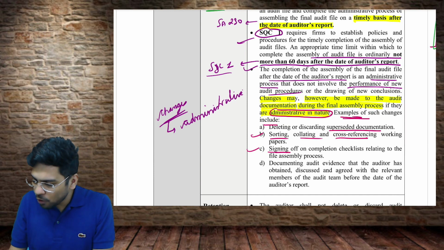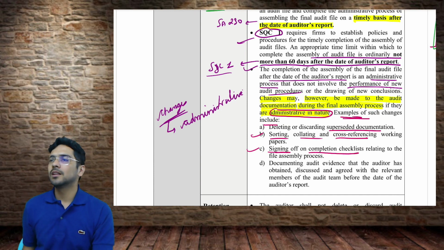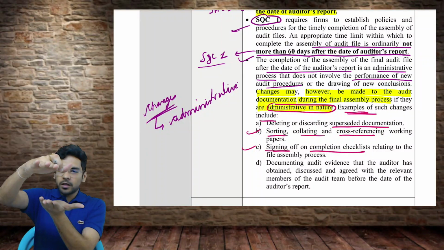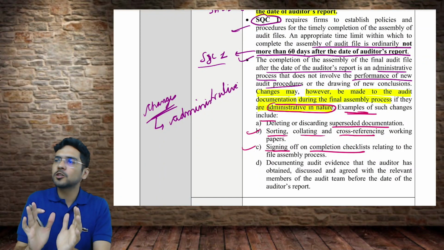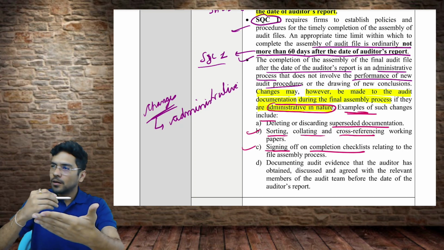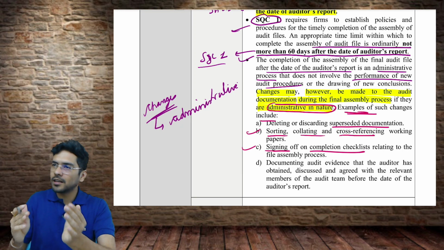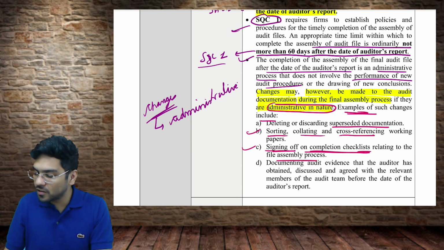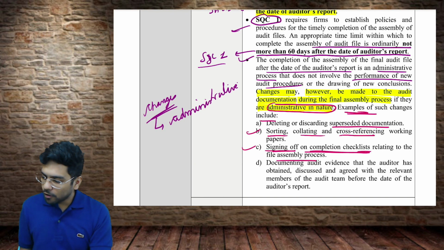Signing off on completion checklist. I have been asked to arrange all the documents properly in a file. So I'm just putting ticks. Asset side done, liability side done, P&L expenses side done, income side done. So can I make a checklist and put a tick? Signing off on the completion checklist relating to what? Final audit process.